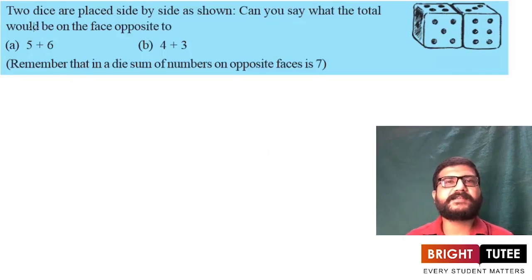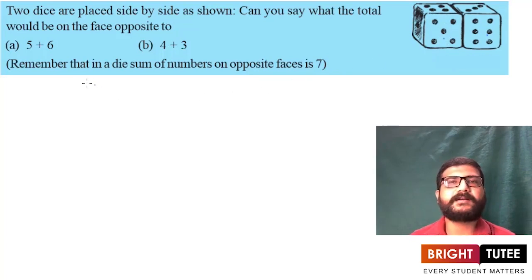Now the next question is, 2 dice are placed side by side as shown here in this figure. Can you say what the total would be on the face opposite to? First one is 5 plus 6. Now as we have discussed earlier also that sum of the opposite faces is 7 in a die. Now here in the front face, as we can see here 5 and 6 are shown. This is 5, this is 6. We have to tell what will be the total on the face opposite to this 5 plus 6.